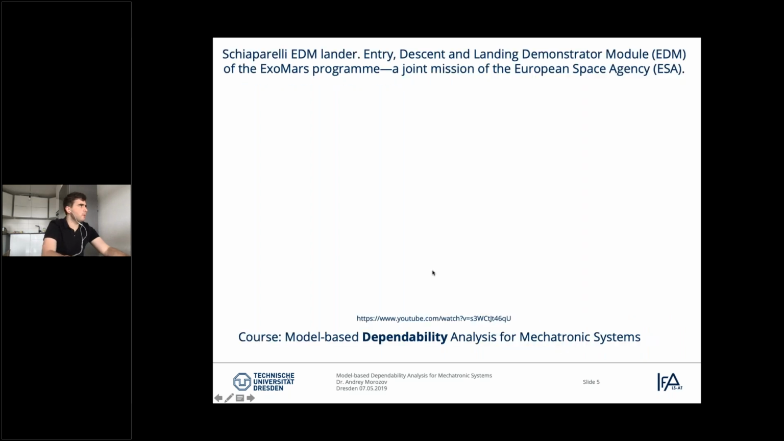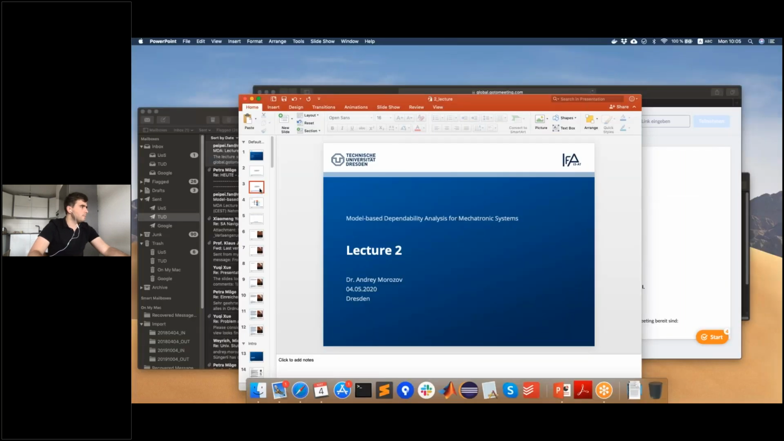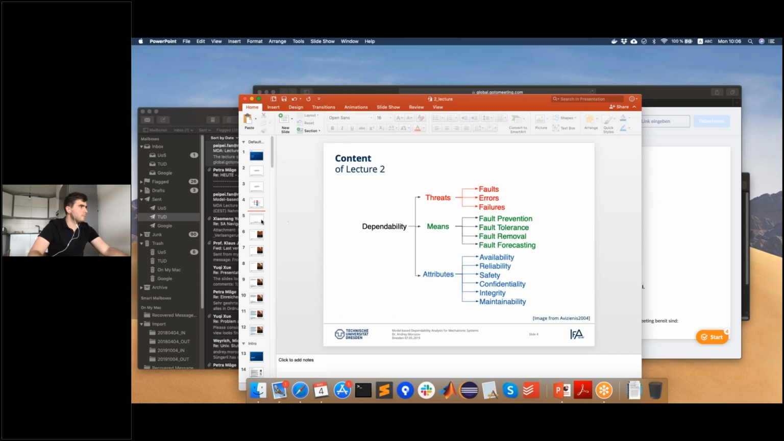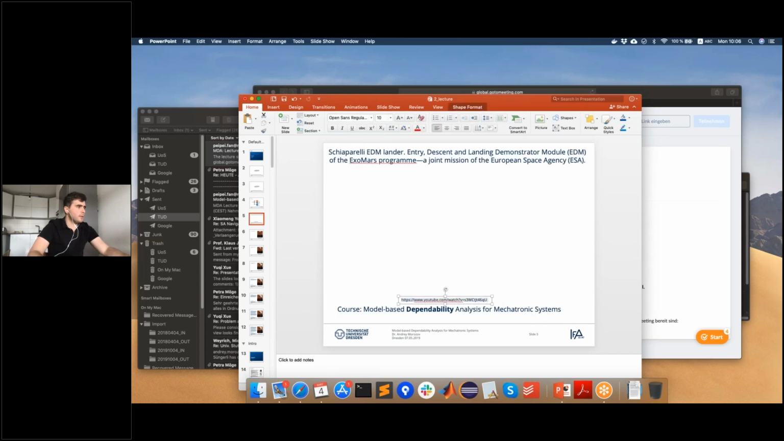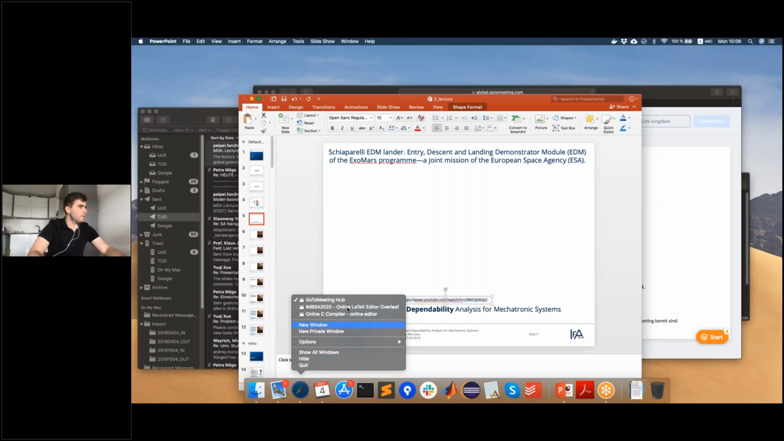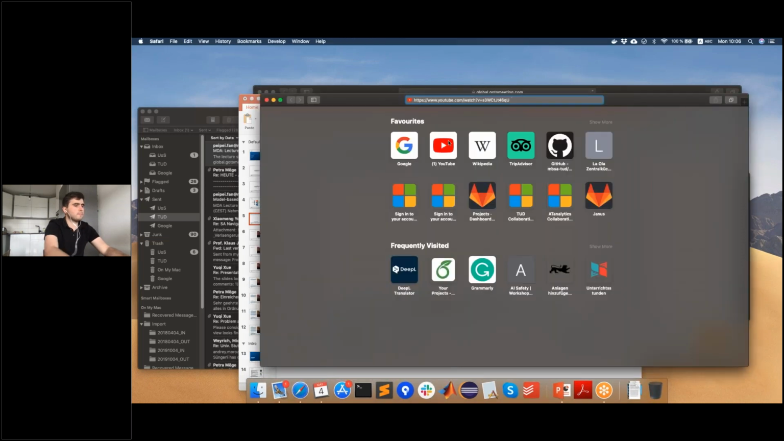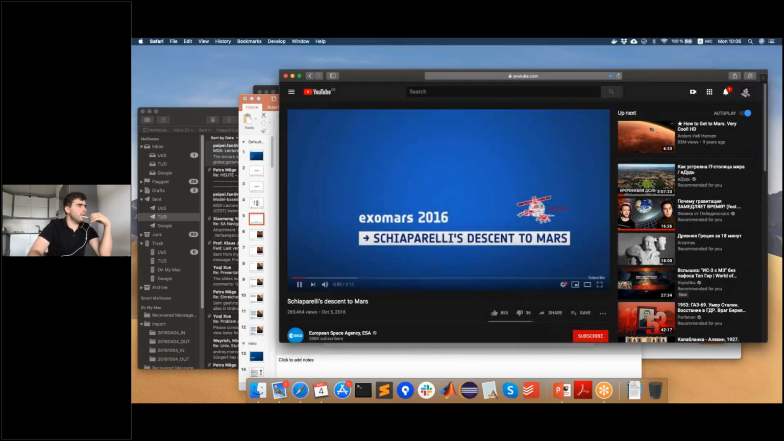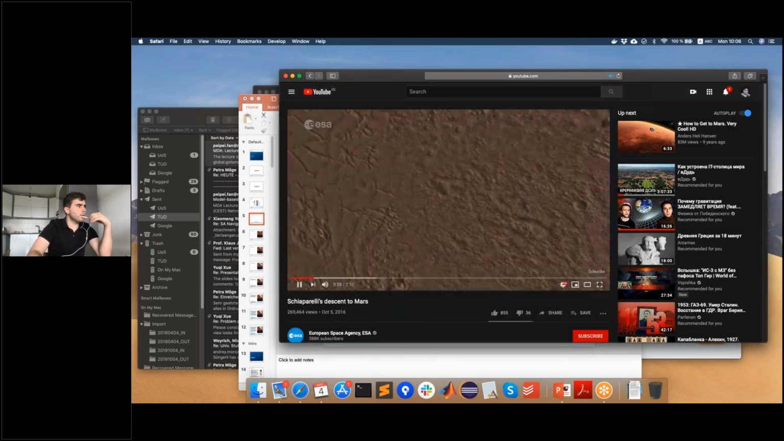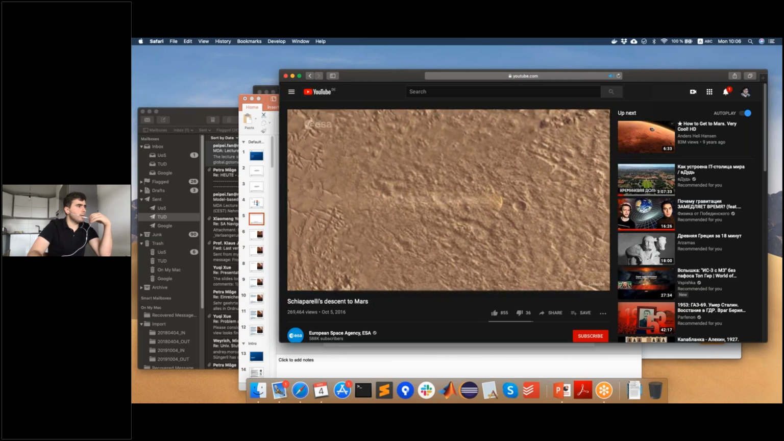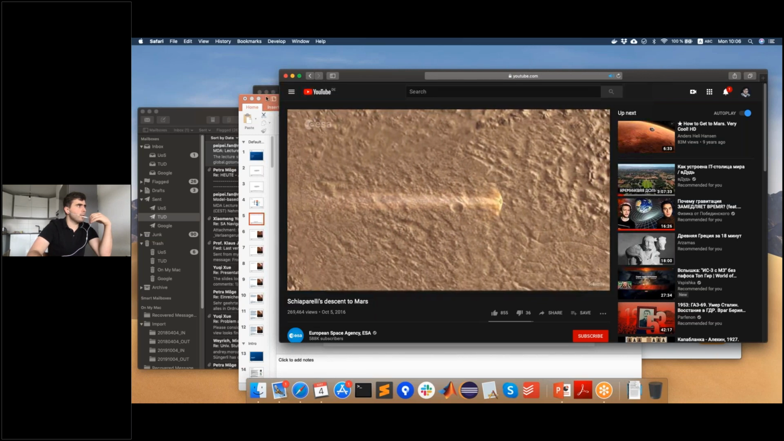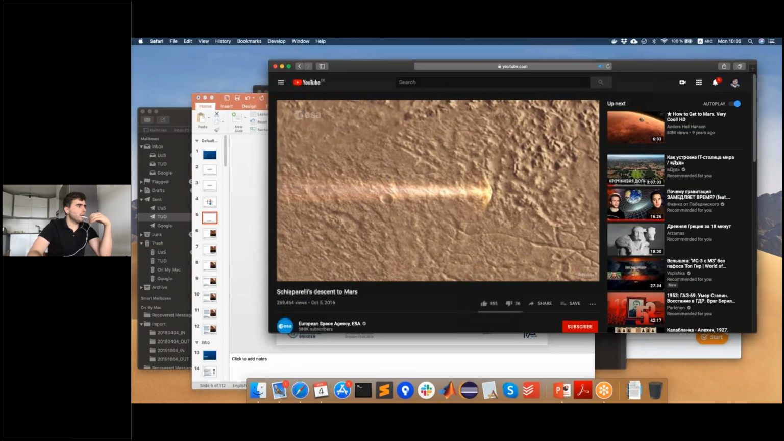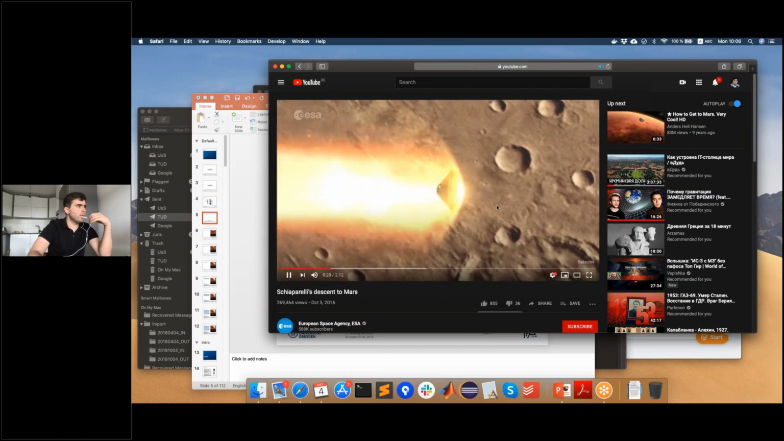Why I don't have the video here, because I should have the video. By some reason it's not here, and I have to use YouTube to show it, because at the beginning of the lecture I am trying to show you something. This is the descent of the lander, which is called Schiaparelli. And this is basically the video of how it should be done.